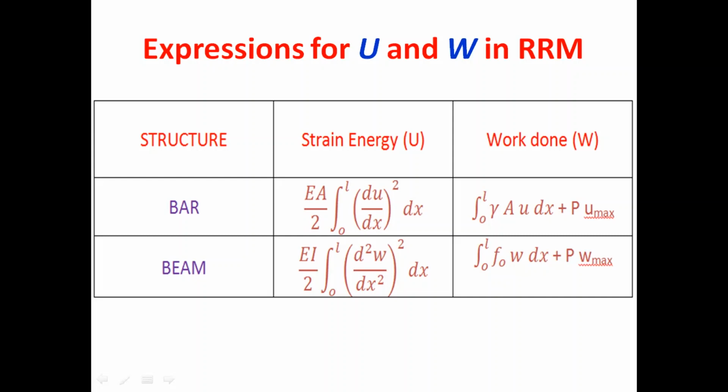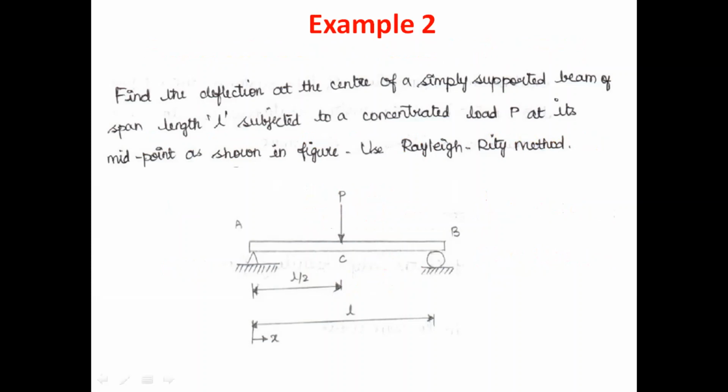Now coming to an example problem, we'll take up a simple example: a simply supported beam subjected to a point load. We are going to solve this problem using the Rayleigh-Ritz method and find the maximum deflection. The deflection at the center of a simply supported beam is nothing but the maximum deflection.